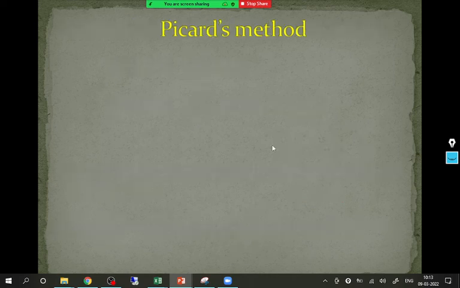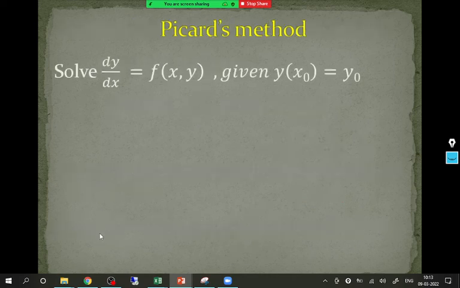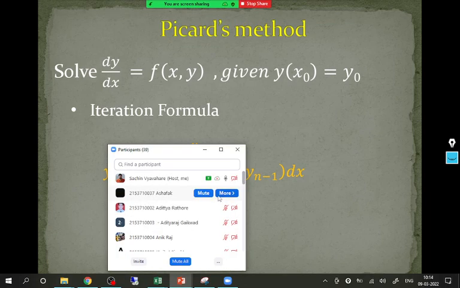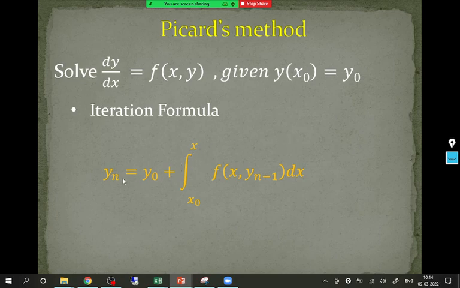The first method, already I said, is a Picard's method that we have. The Picard's method, we use it to solve dy by dx equal to f of x, y, given y of x0 equal to y0. That is the nature of the problem, where we use a Picard's iteration formula. The iteration formula for Picard's method is yn is equal to y0 plus integration x0 to x f of x, yn minus 1 dx there. Okay, this is the iteration formula of Picard's.